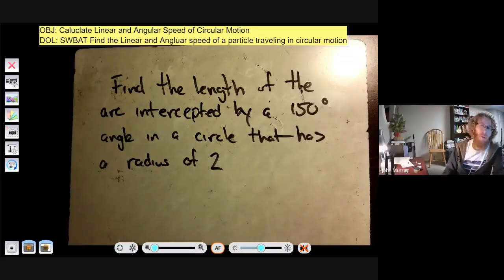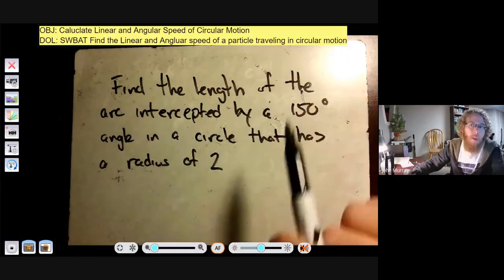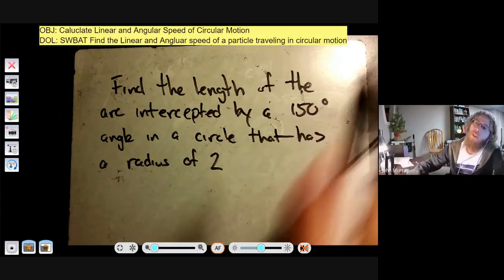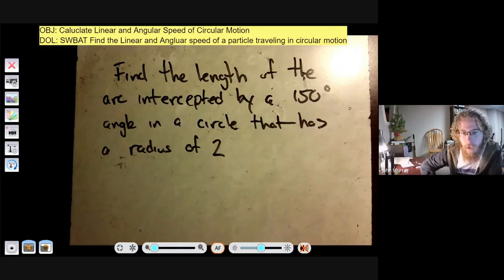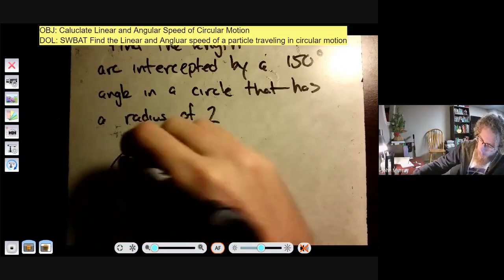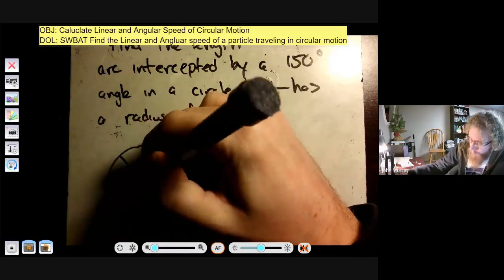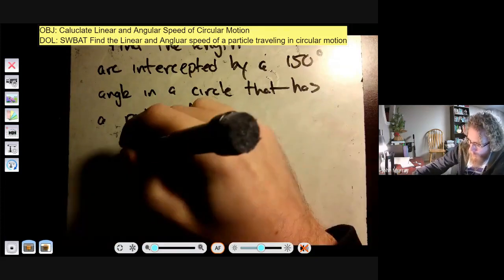All right, so let's take a look at the homework from yesterday. So here we wanted to calculate the arc length of an arc intercepted by a 150-degree central angle in a circle that has a radius of 2. All right, so real quick, just to draw it out. Obviously, it's not going to be perfect. All right, so here we have a 150-degree angle.